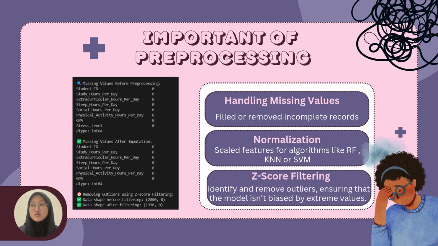The second one is Z-score filtering. The dataset had some extreme values, for example, 0 hours for sleep or 100 study hours. We handle this by applying Z-score filtering to identify and remove outliers.